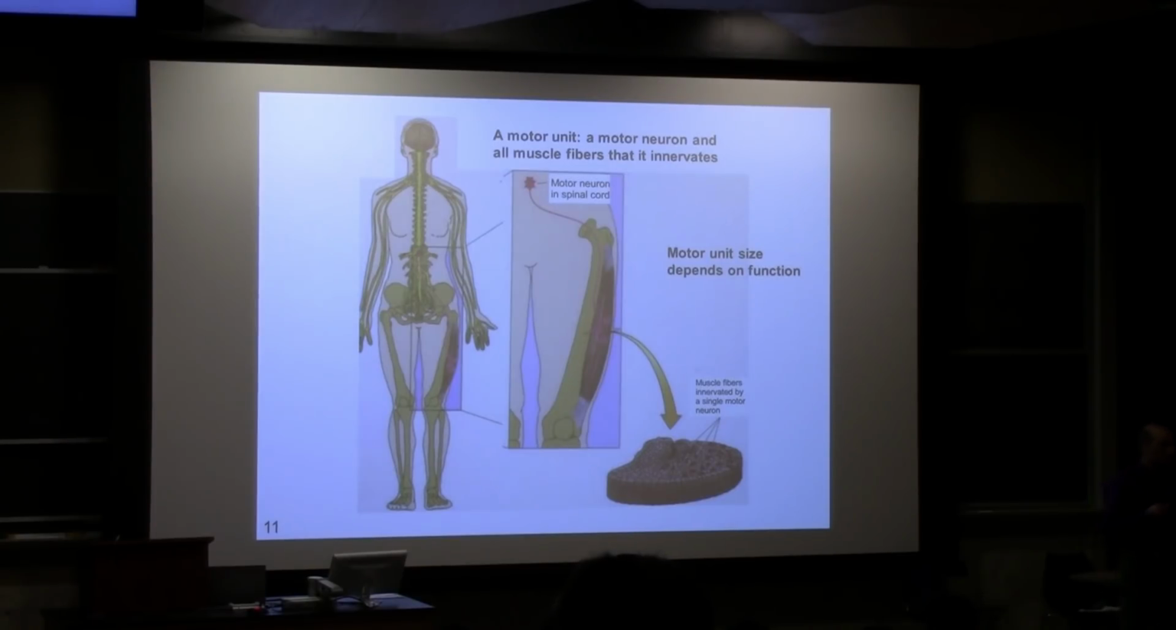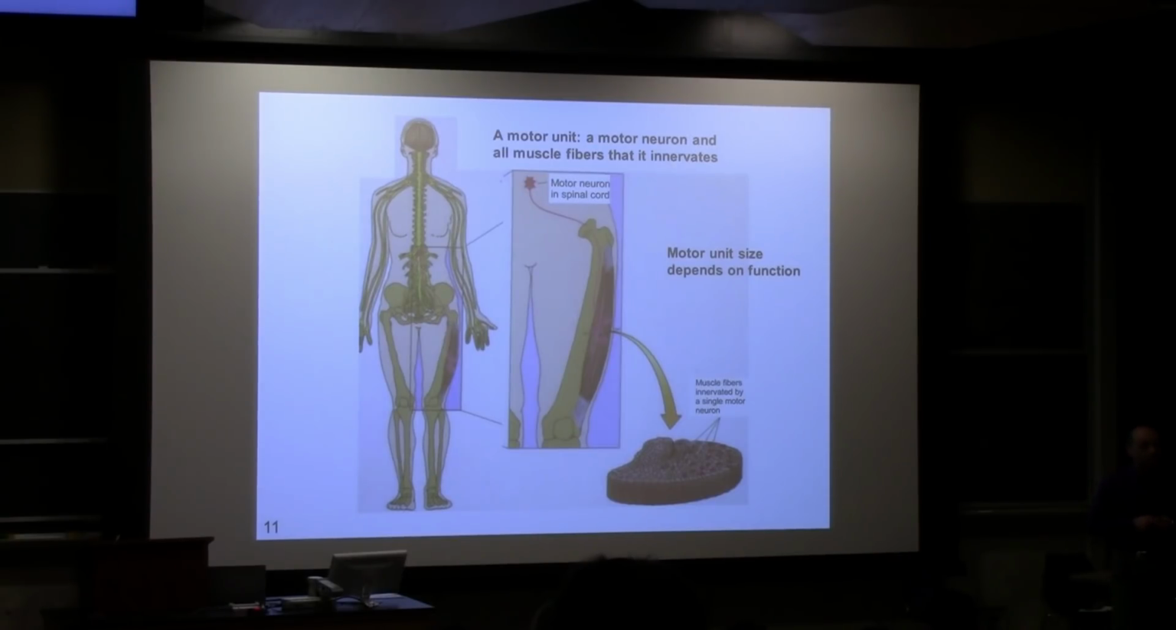So for things that you need fine control, you have motor neurons that innervate a small number of muscle fibers and a whole lot of motor neurons to control that body part, like your fingers, where you have fine control. For your legs, where you need force to be generated and you don't have fine control, like these muscles that hold up your weight, the motor unit consists of one motor neuron and many muscle fibers.